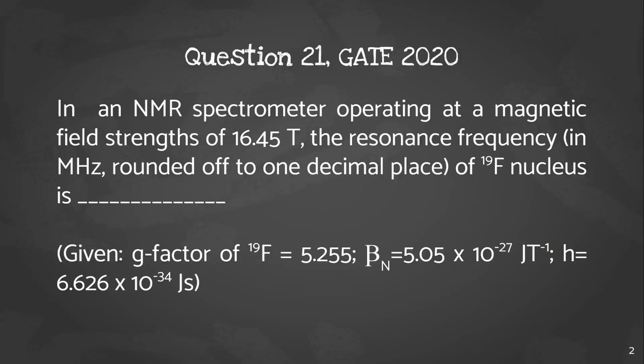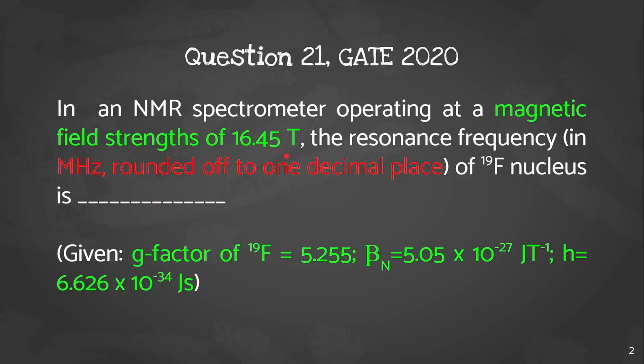Today we'll discuss question 21 from GATE 2020, where we have to find the resonance frequency of the 19F nucleus in the presence of a field of 16.45 Tesla. The parameters that will be useful for this question are the g factor for 19F, beta n, and h, the Planck's constant. We have to give the frequency in megahertz, rounded to one decimal place, which we have to keep in mind.